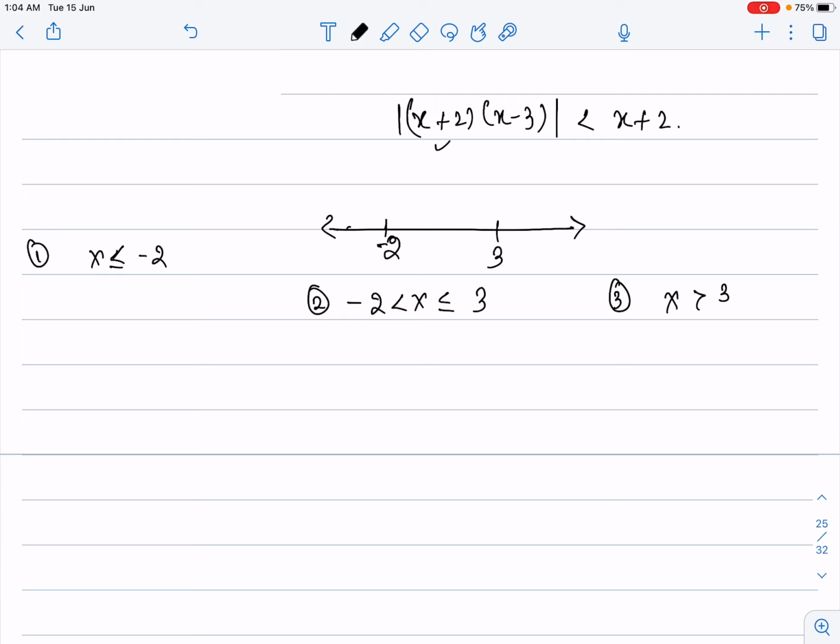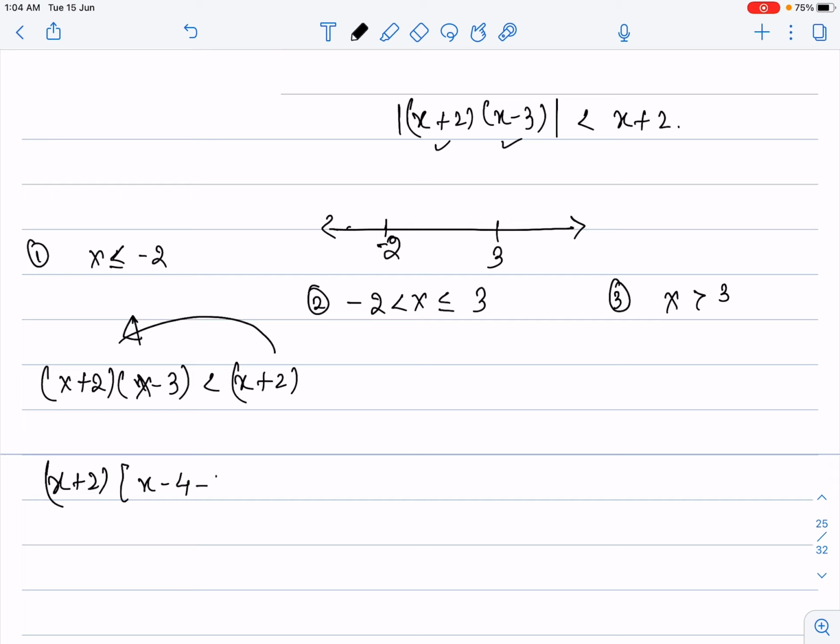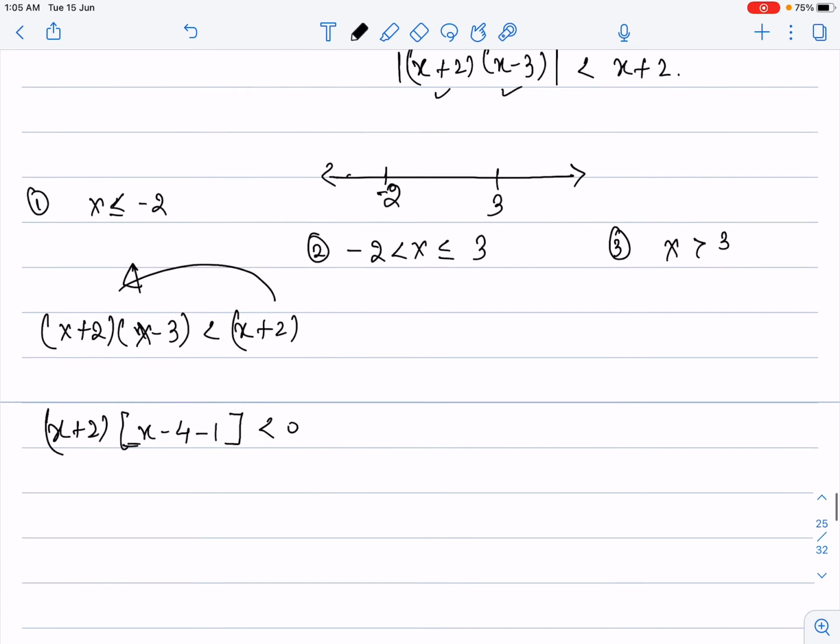So for case 1, x less than or equal to minus 2, first thing is negative and second thing is also negative. That means negative multiplied by negative is positive. So x plus 2 multiplied by x minus 3 is less than x plus 2. Now let's take x plus 2 from RHS to LHS. So x plus 2 can be taken common. Then x minus 4 minus 1 will be there, and that will be less than 0.